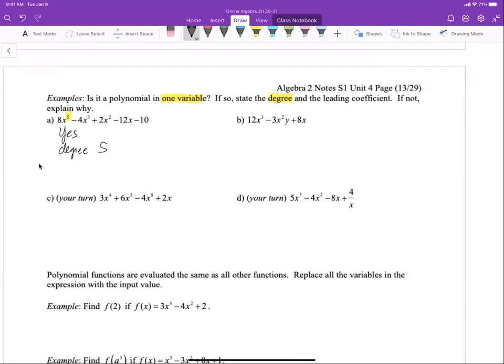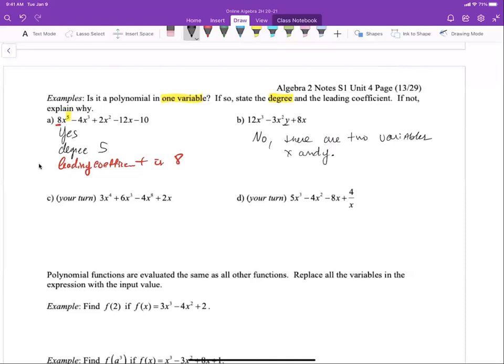Okay. And what is the leading coefficient? And in this case, the leading coefficient is a positive 8. Okay. So there we go. We've answered the question. B, is the polynomial in one variable? Well, I see I have a y here. So the answer is no. What is the reason? There are two variables, x and y.